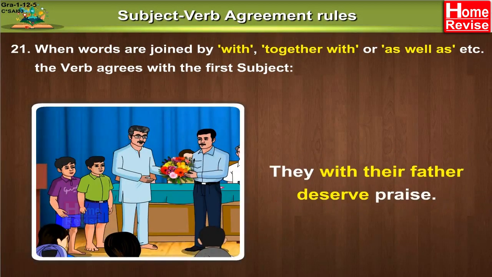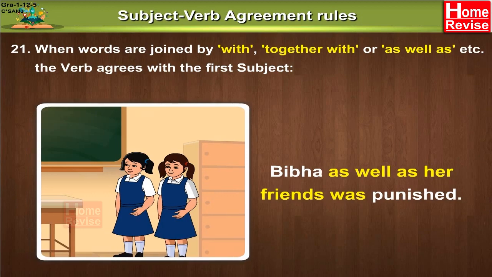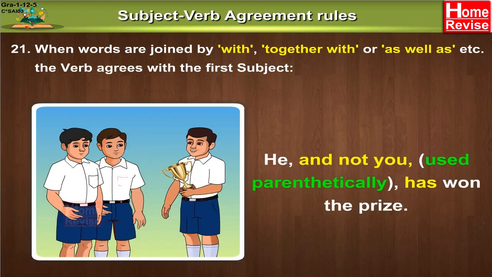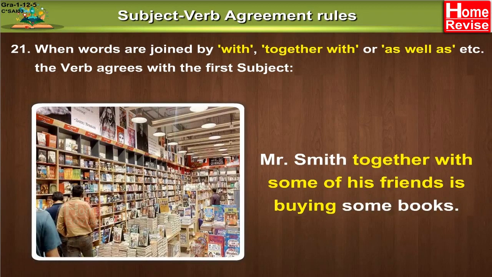They with their father deserve praise. Bidha, as well as her friends, was punished. He, and not used parenthetically, has won the prize. Mr. Smith, together with some of his friends, is buying some books.